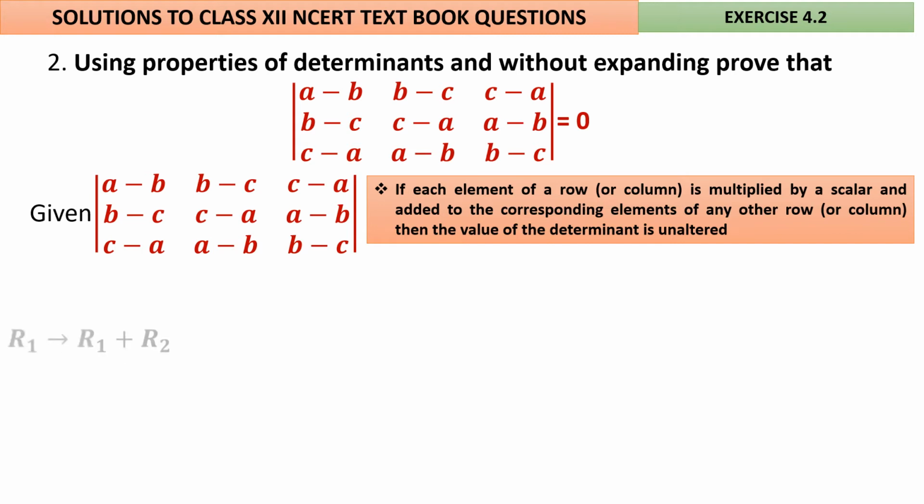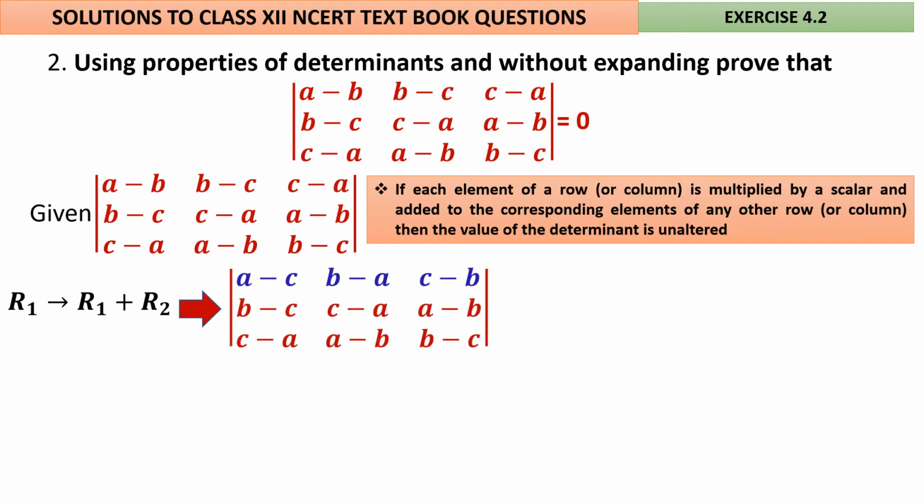What I am doing now? I am adding R1 and R2 and making it R1. R1 is now R1 plus R2. You add it now: a minus b plus b minus c, therefore you will get a minus c. b minus c plus c minus a, you will get b minus a.